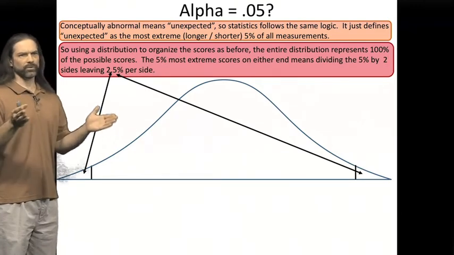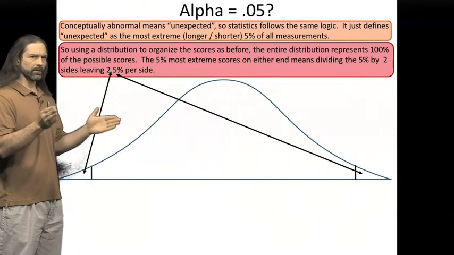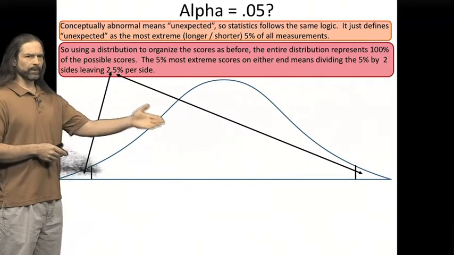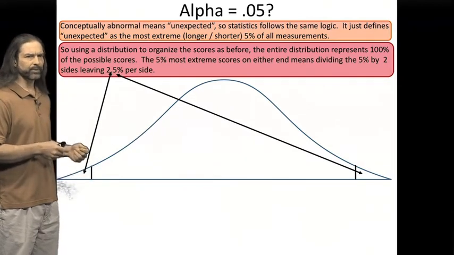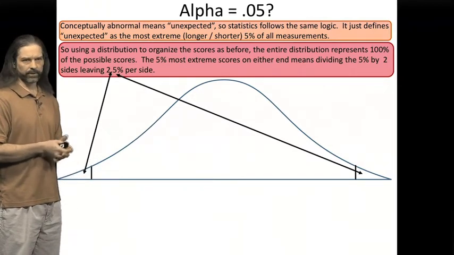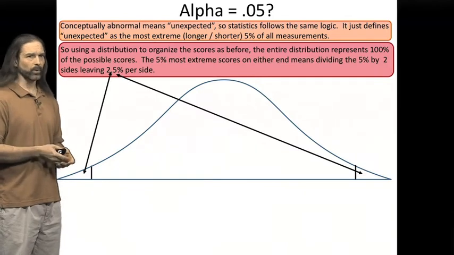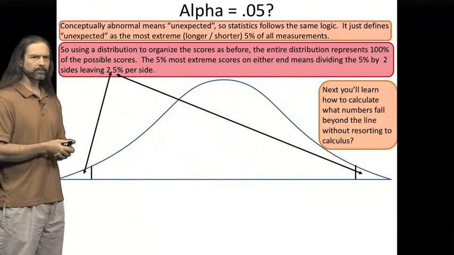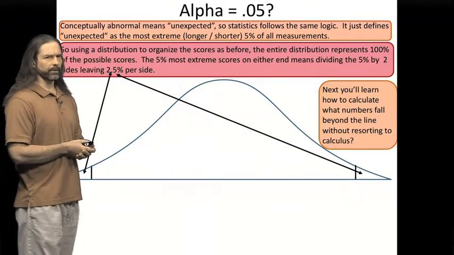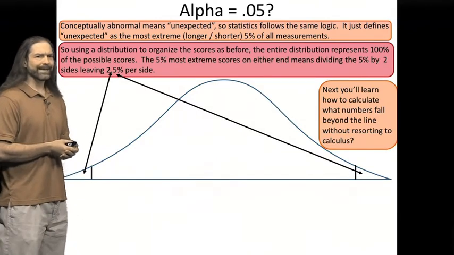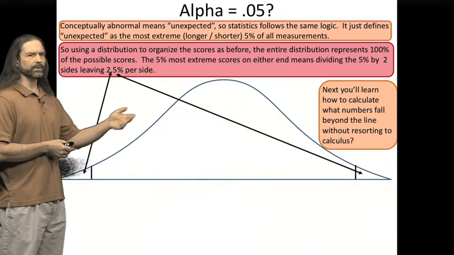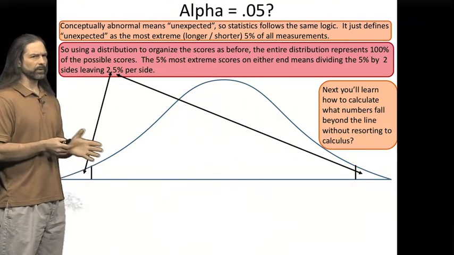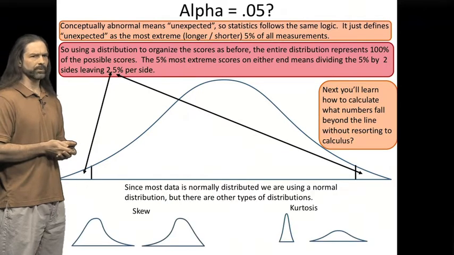So what defines normal in psychology? The middle 95%. What defines abnormal? That would be the most extreme 2.5% on each side. When you add those together, that's 5%. That's what it means to have an alpha of 0.05. So we're going to learn next how we calculate what numbers fall into those tails and the area in those tails, but we're going to do so in a way that doesn't resort to calculus.